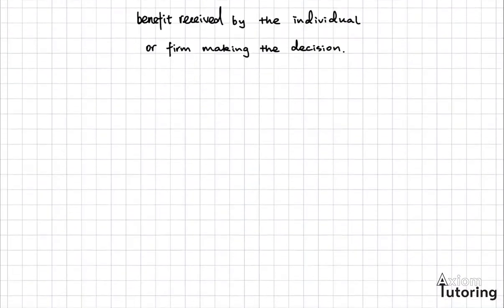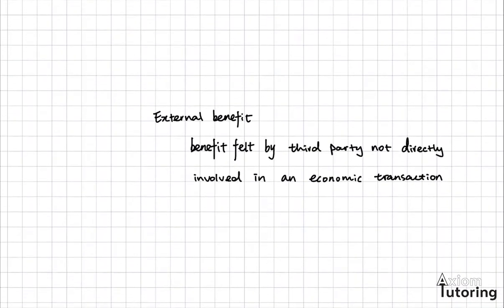Now, external benefit. External benefit is a benefit gained by a third party who's not directly involved in the transaction. So the buyers and sellers aren't the only ones who benefit. Other people benefit too. If you get vaccinated, you reduce your chance of getting ill. That's private benefit, but you also reduce the chance of spreading disease to others. That extra protection for other people is an external benefit.